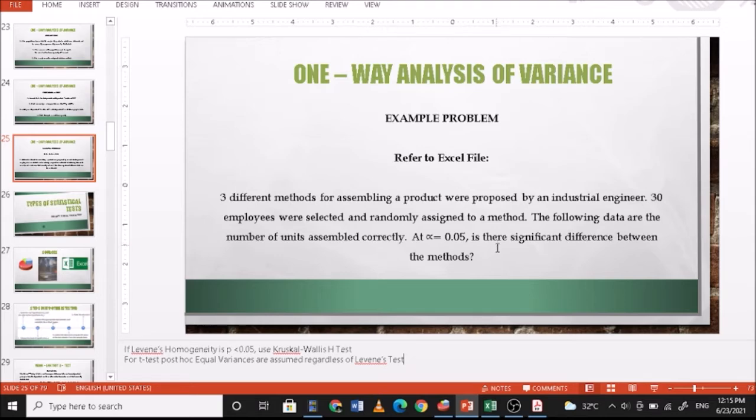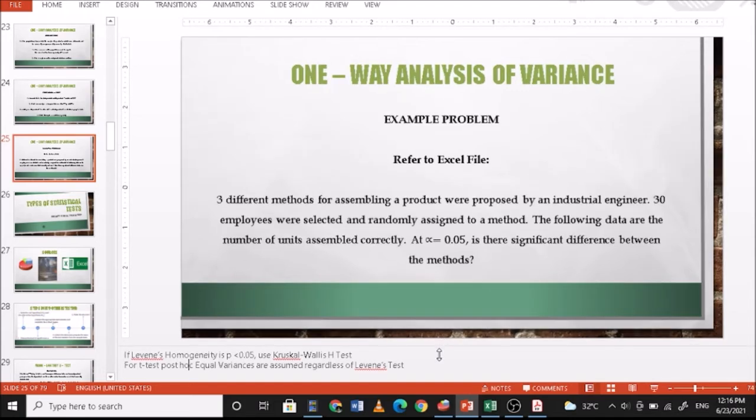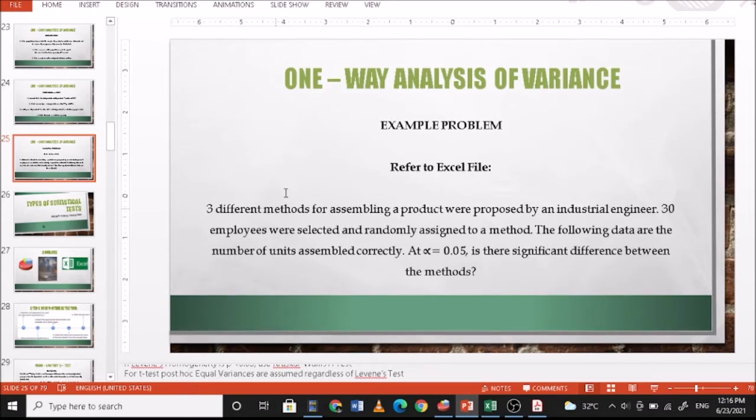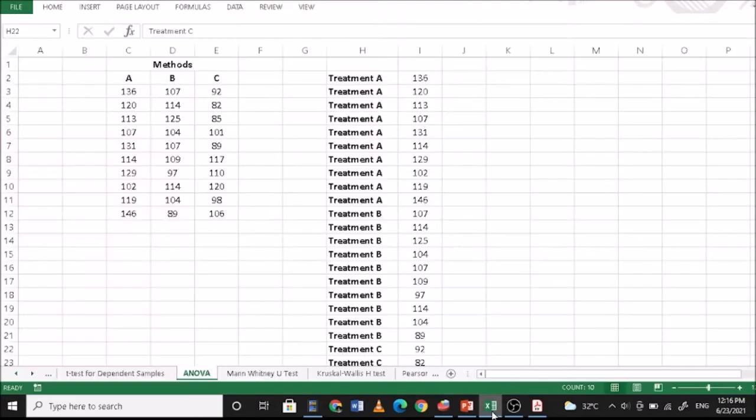If we conclude that there is a significant difference between the methods, since we cannot know using ANOVA which of the groups are significantly different, you use the t-test for your post hoc. You compare A versus B, A versus C, B versus C, which is actually quite tedious. But that's not the problem.